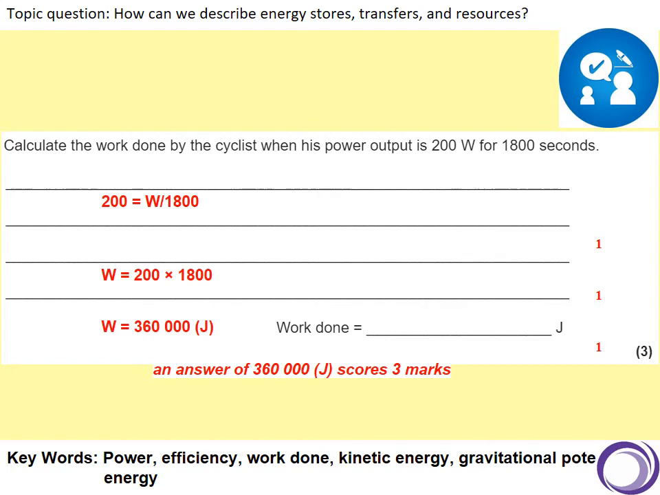Okay, so this is what we should have got. The power is your 200 watts, your time is 1,800 seconds. So remember, your power is your work done divided by your time. So in the first line you've got 200 is equal to work done divided by your time, which is 1,800. So you get 1 mark for that. And then if you've rearranged correctly, that's where you get your second mark. So your work done would be your power times by your time, so your 200 times by 1,800, and then your work done final answer would be 360,000, and that would be in joules, and that would cover your 3 marks.